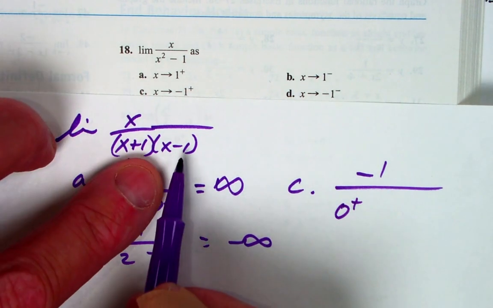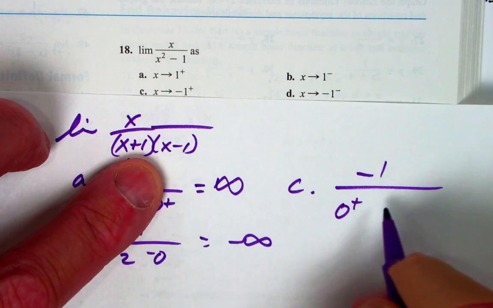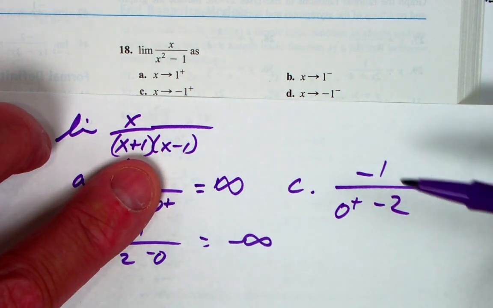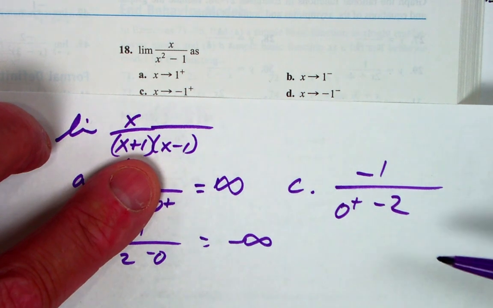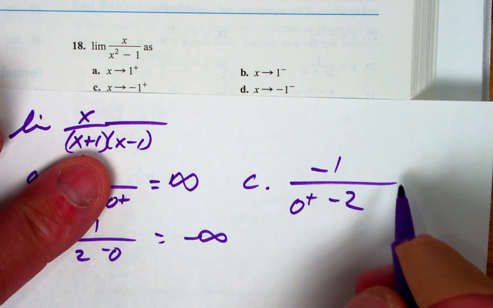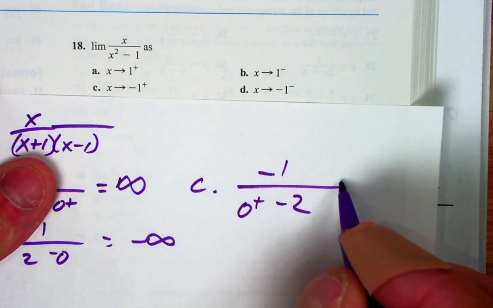And then this one right here, negative 2. So then let's take a look at the whole thing. We have a negative divided by a negative times a positive. So what do we get? Positive infinity. Okay?